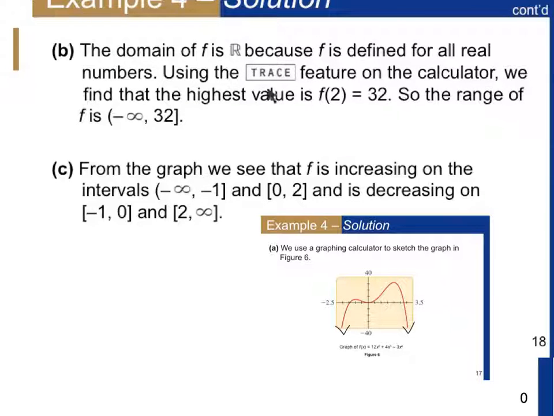Okay. We're not going to worry about using the trace feature on the graphing calculator. You can do this if you want, but we don't do this in class for tests or anything. But the highest value of this is about 32. Okay, so we can say the range. Now the y keeps going down, right? So the y goes from minus infinity up to 32. So the range is minus infinity to 32 bracket, because it actually does reach 32.